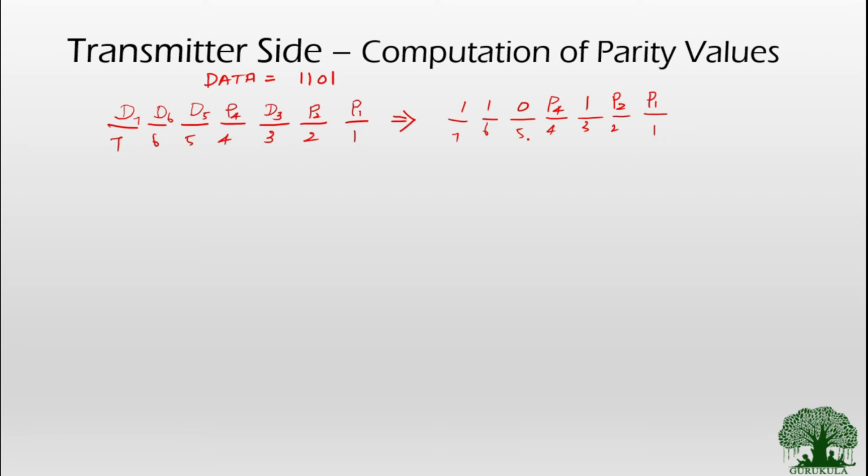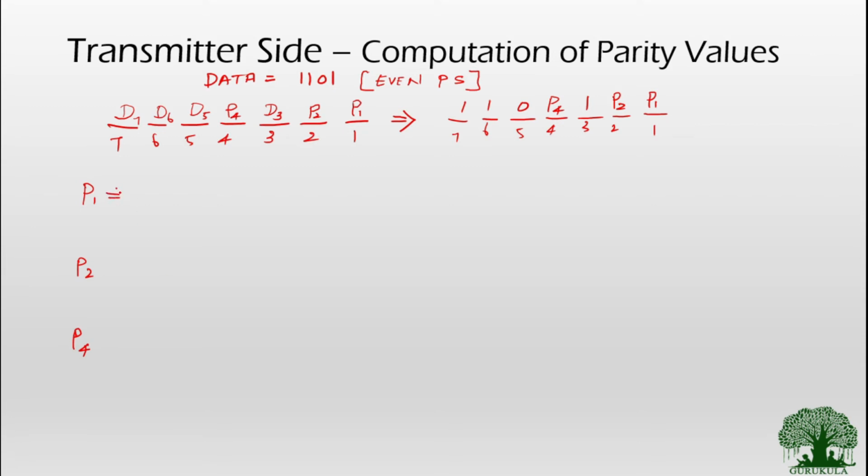Now I will have to calculate the parity bits for this particular value. When it comes to parity, we have to decide whether to follow an even parity or an odd parity system. As far as our example is concerned, we are going to follow the even parity system. So now we are supposed to calculate the values of P1, P2 and then P4. Let us see how to calculate these values.